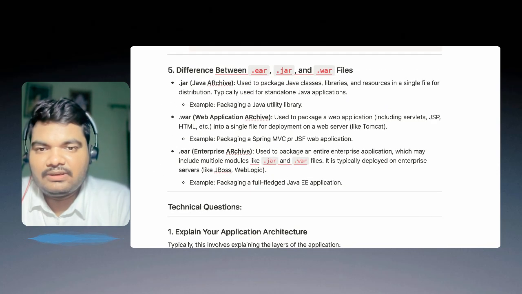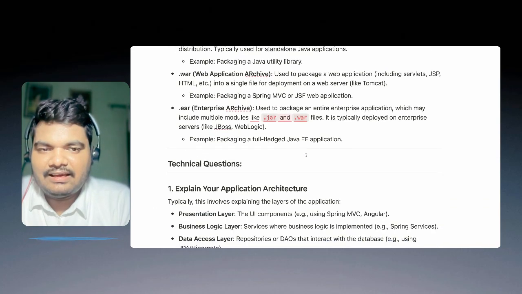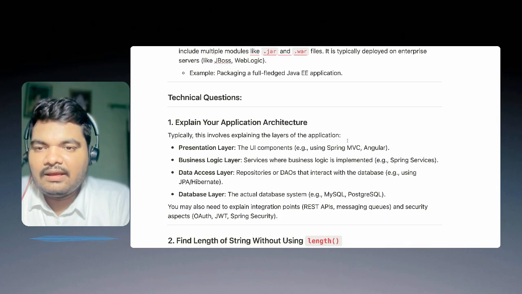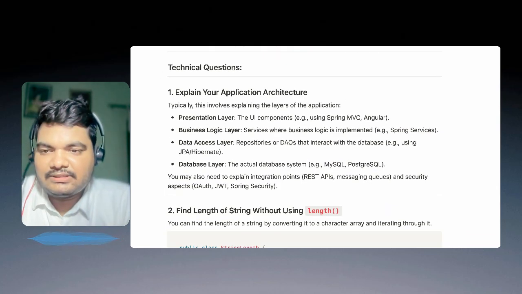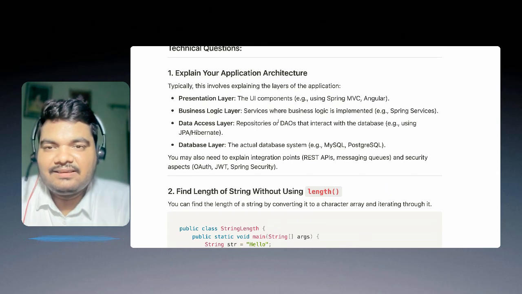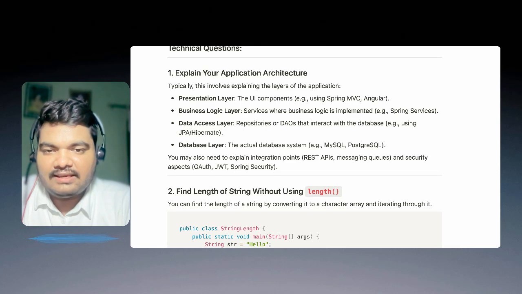So you must know the definition of these three and explain it well, like which one is having what. Then another technical question that was asked was: explain your application architecture. So basically, if you are a Java developer, they will ask you what is your application architecture in your organization and what kind of projects you have handled.